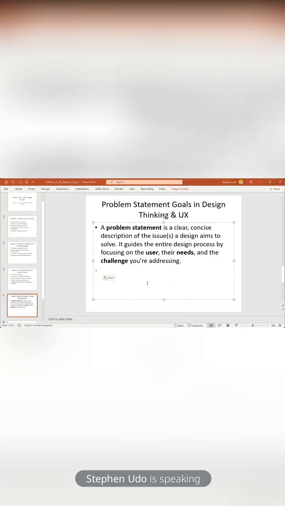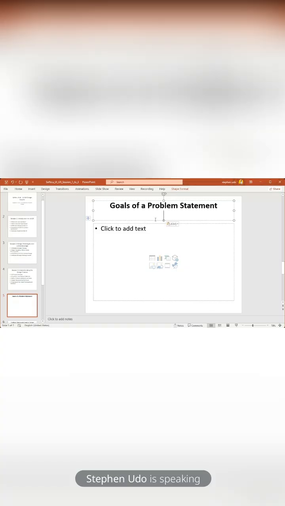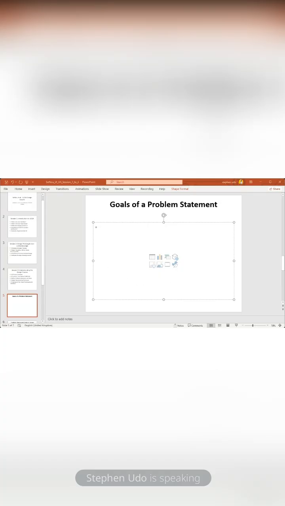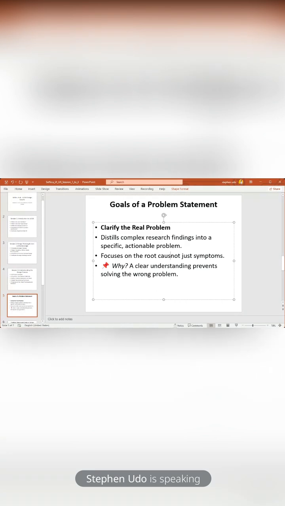Then we have the goals of a problem statement. First of all, you clarify the real problem, where you focus on the root cause and not just symptoms. How do you clarify the real problem? It distills complex research findings into a specific, actionable problem.